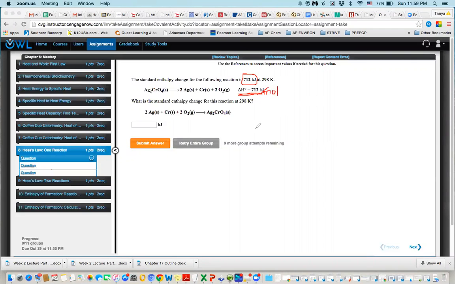Okay, it's not giving you all the information that it needs to give you there to help you think about solving that problem. So per mole of reaction would have been nice to see. Okay, and then it says, what is the standard enthalpy change for this reaction? So let's see what is similar about the two reactions.